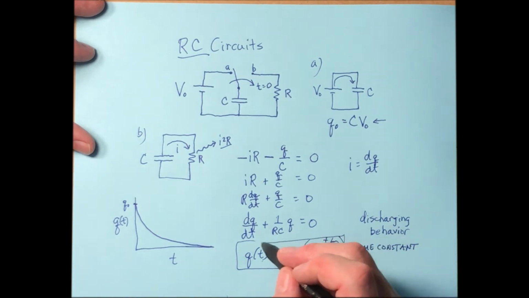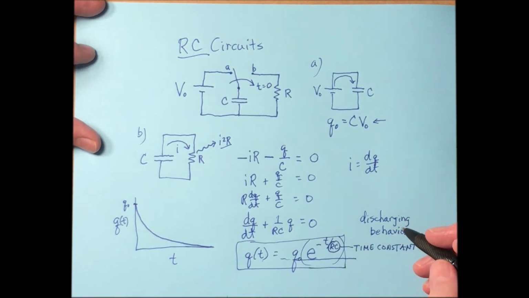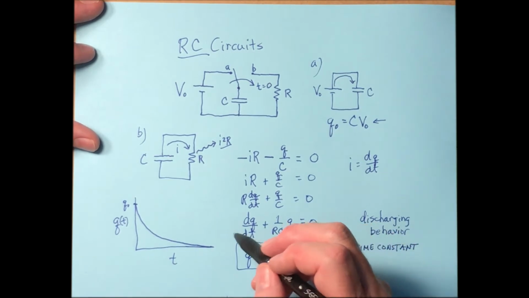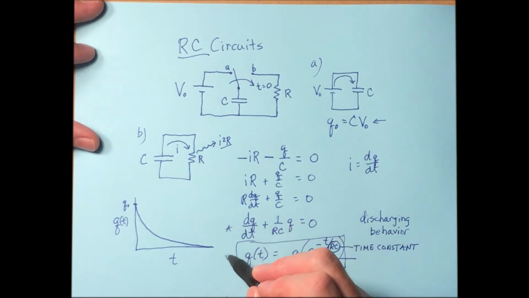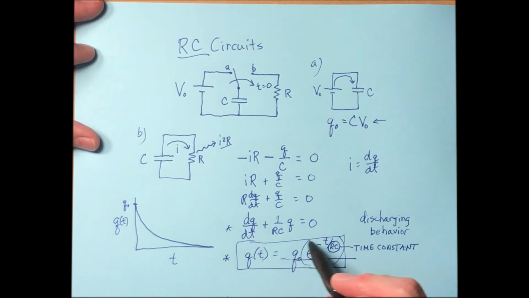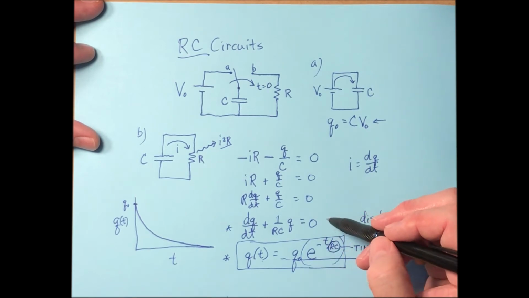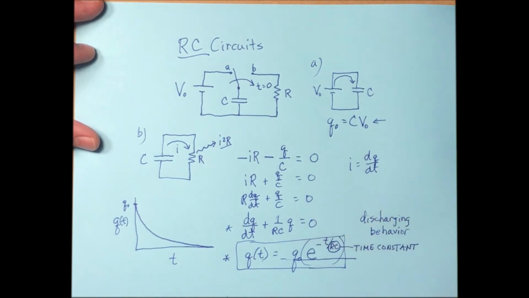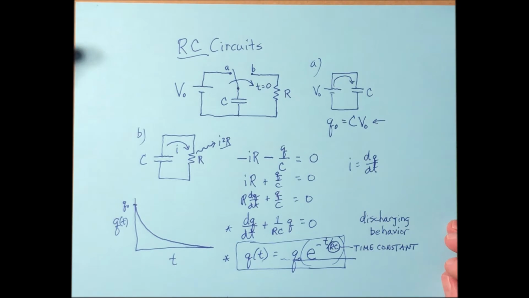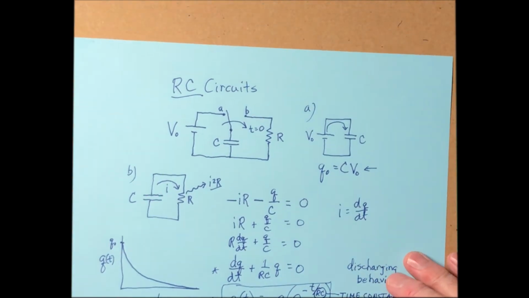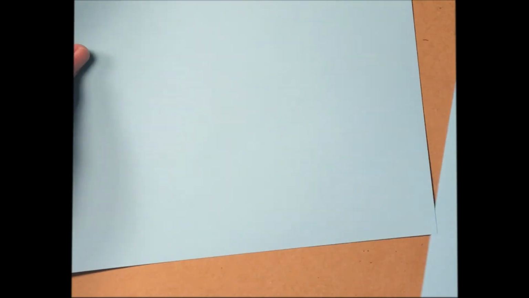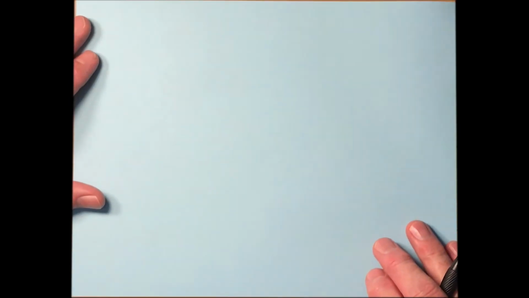That is the solution. This is not a math class, it's a physics class. We care less about how to go from this step to that step. We care less about that in a physics class than we do about your understanding of how that solution came about and how this equation right here is describing the discharging behavior of the capacitor. How did that solution come about? I'll show you now. Let's go rewrite the equation itself.